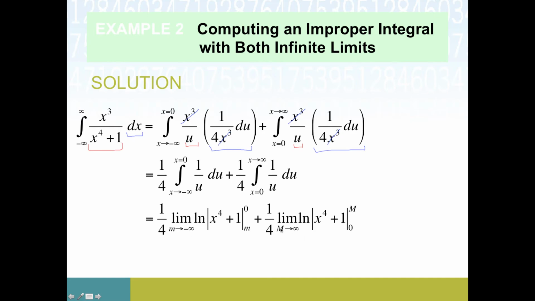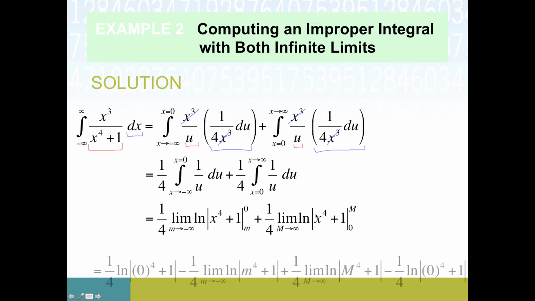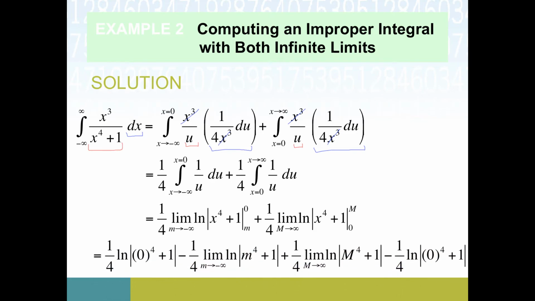I need to label them differently. But it's the same deal. We're going from 0 to that capital M, and we'll see what happens when we plug in M and let it get bigger and bigger. So here's a huge mess, but we'll clean it up. We'll put in 0, we'll put in little m, and then over here we're going to add that result to big M going in and 0 going in.